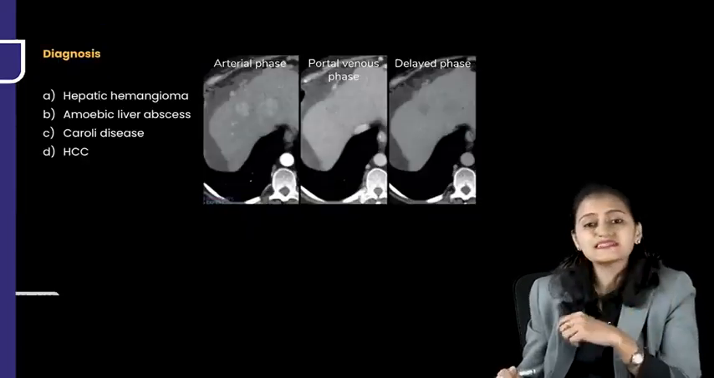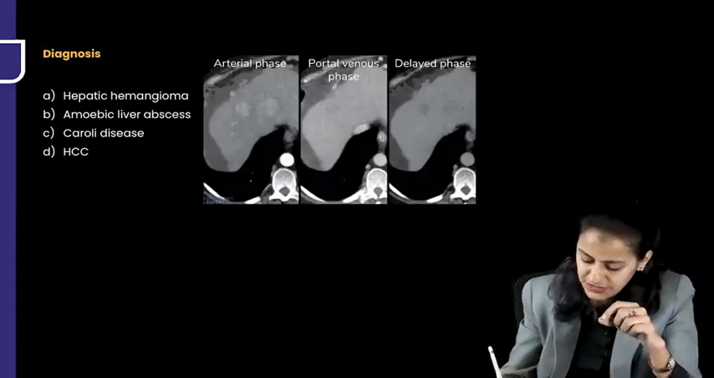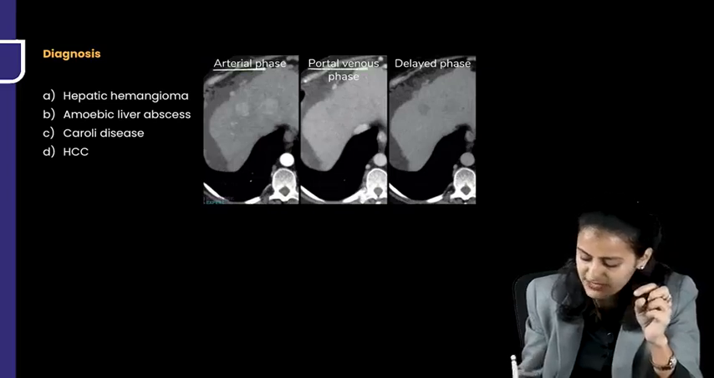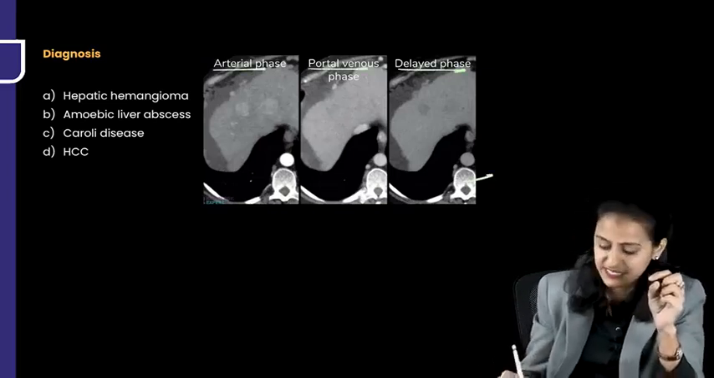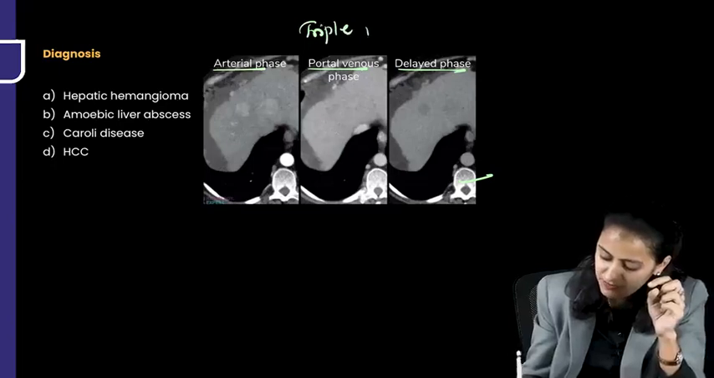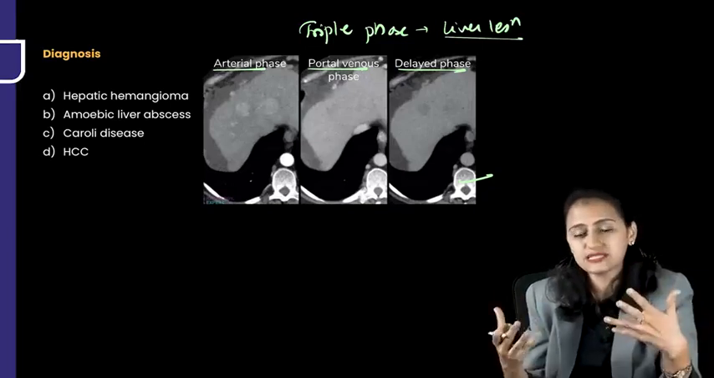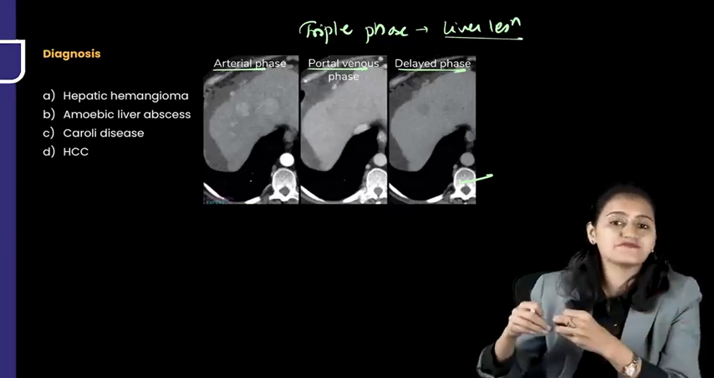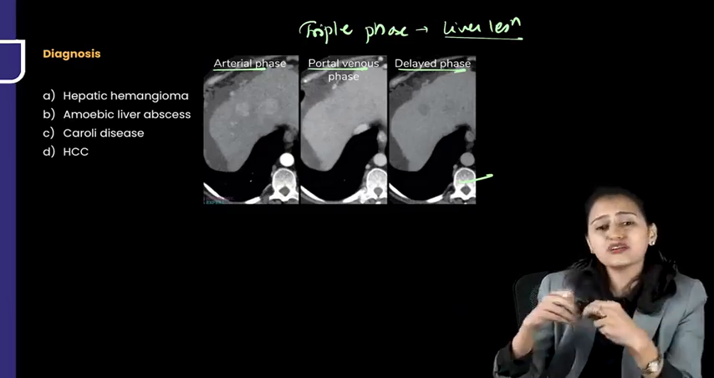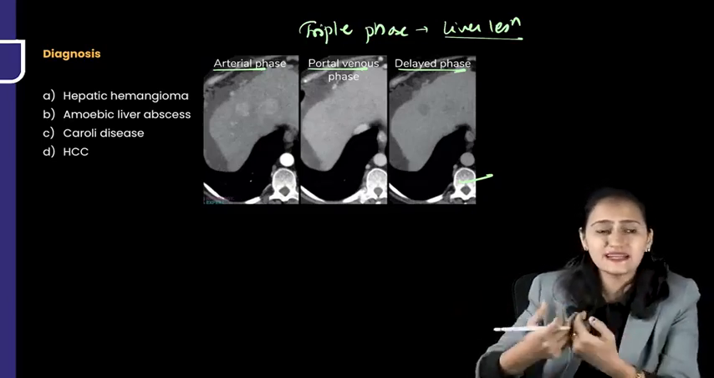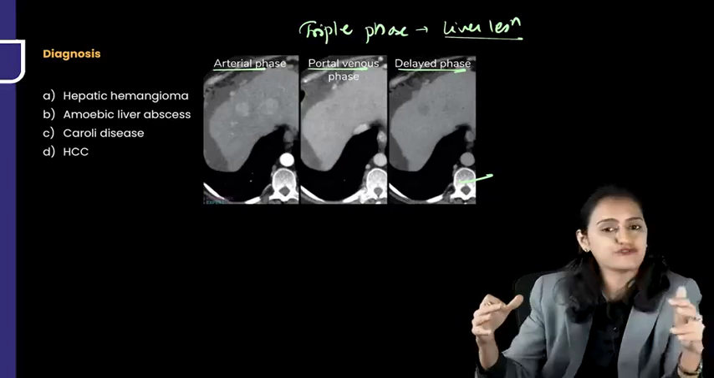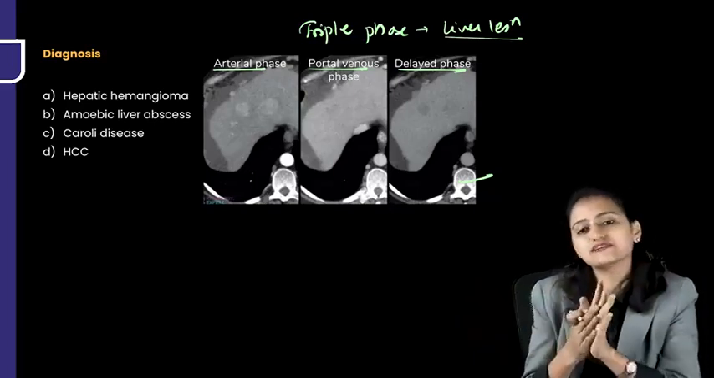Next one, what do you think is the diagnosis here in this image? So look at what is shown, the arterial phase, the portal phase, the delayed phase of the CT. That is basically the triple phase CT. Triple phase CT is commonly done for differentiating the liver lesions. So arterial phase, portal phase, venous phase, based on in which phase the lesion is enhancing, how the lesion is showing the washout of contrast, we differentiate the liver lesions.